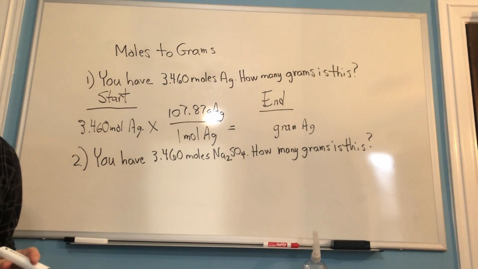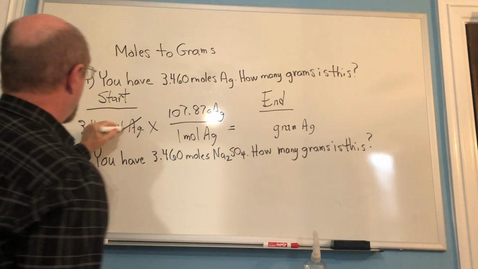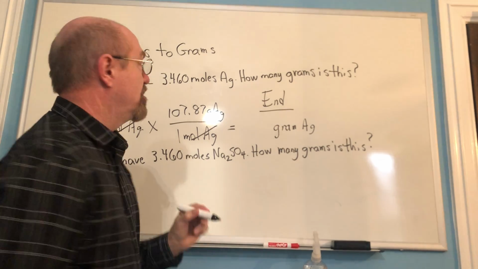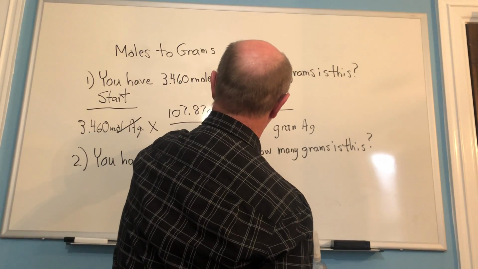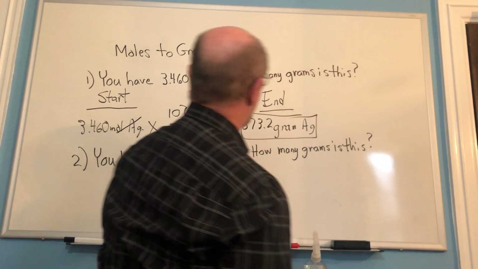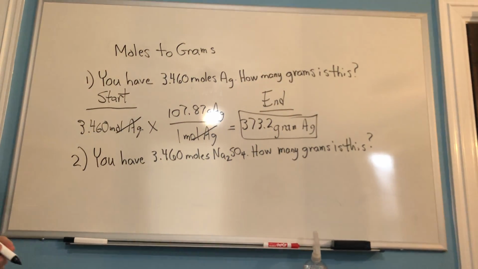Now, once you've got it all set up properly, your moles will cancel, and I will be left with grams. And so we have 373.2 grams of silver. So that's the correct answer.